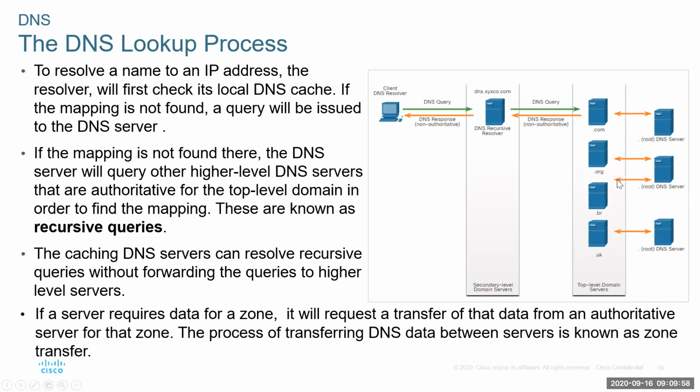So if a server requires data for a zone, it will request a transfer of that data from an authoritative server in that zone. This process of transferring DNS data between servers is known as a zone transfer. And to do a zone transfer, you're sending all the information from that server back down to the other one. So therefore, the security is pretty high in order to get this DNS information from above, especially if you're getting zone transfer requests.